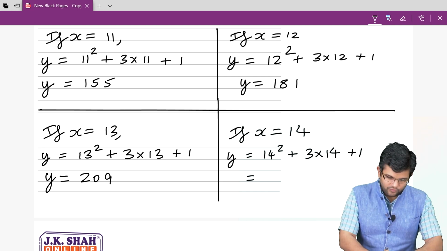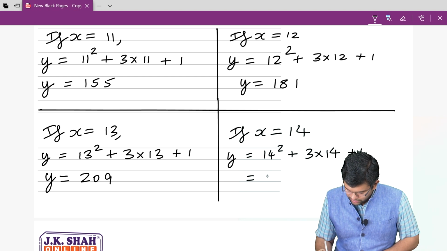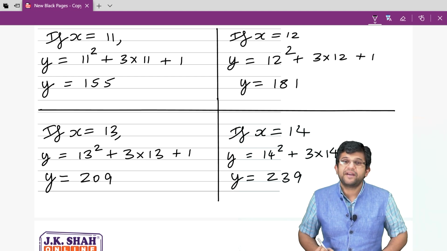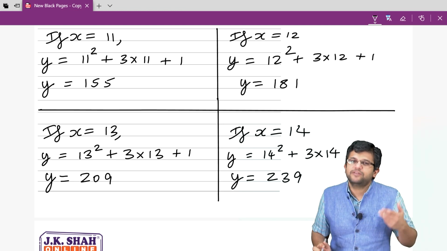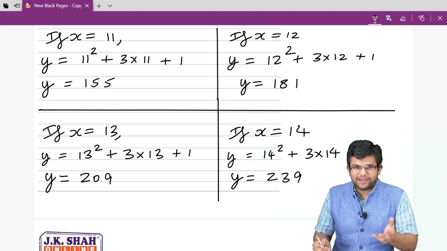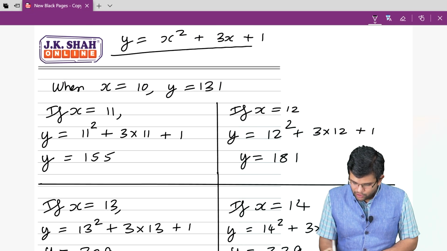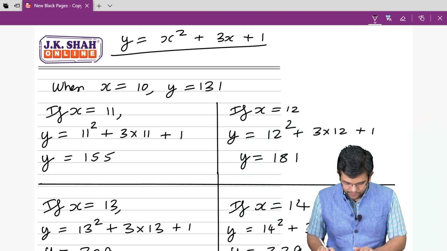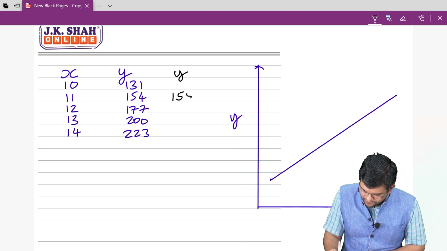So children, 14 into m plus 3 into 14 plus 1, this should come to 239. Okay, this should come to 239. Are you all listening? So children, these are the values of y if we take the original formula of x and y, the quadratic equation, right? So what I will do is I'll just take these values and paste them upstairs. So when x is 11, y should actually be 155.